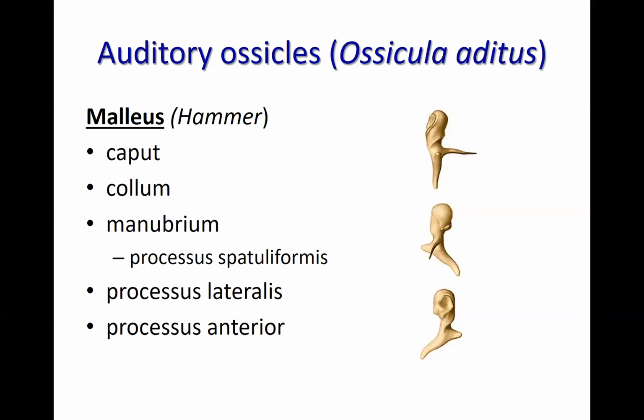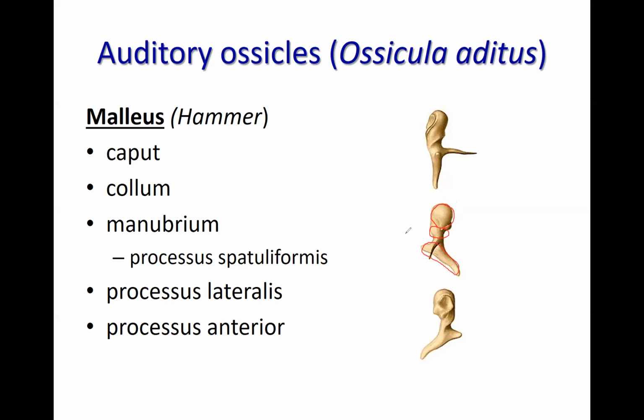So let's talk about the ossicles, or just summarize information about the ossicles, because everything has already been said. We have the malleus as the first one, and it has parts, which I will show here. We have the head and a neck and a manubrium. So these are the basic parts.